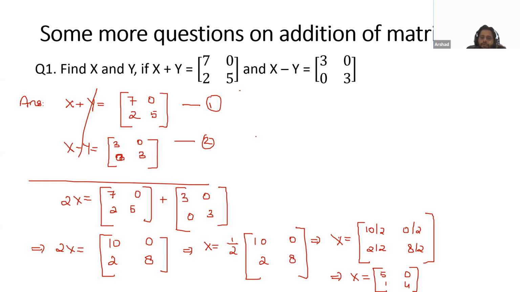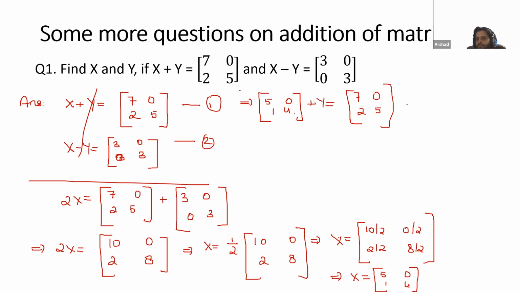First, please put this value of x in any of the equations and find out the answer. You need to put the value. Okay, please check here. In place of x, put this matrix 5, 0, 1, 4 plus y is equal to 7, 0, 2, 5. Okay, first.